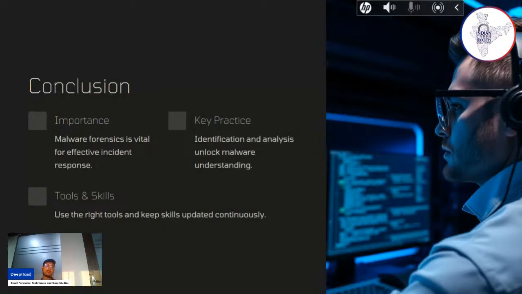Now the conclusion. First is importance. Malware forensics is vital for effective incident response, because we need to research all the malware files so that we can create a signature and send it to the antivirus software, because antivirus software prevents us from this kind of malware. They match all the signatures so that they can find and track the malware file. The key practices: identification and analysis, so that we can unlock malware understanding. Tools and skills: we need to use the right tools, and we need to update our skills continuously, so that we can find these malwares.